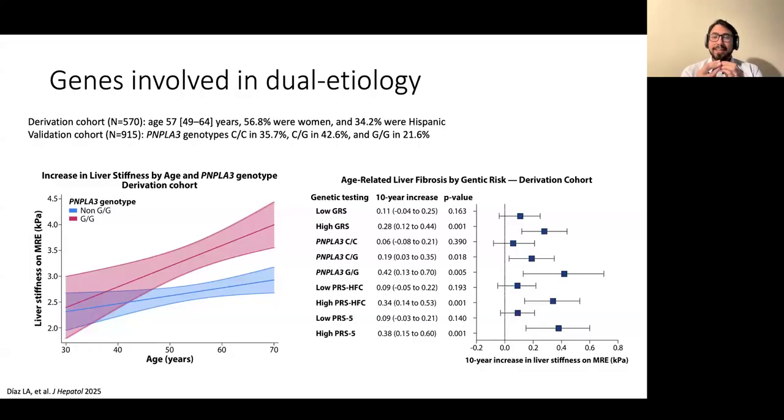So we can notice that PNPLA3 can modulate the natural history of someone who develops steatotic liver disease. And in MASLD, this change appears at 40 years old. So after 40 years old, if you are a PNPLA3 GG carrier, your risk of fibrosis will be higher.